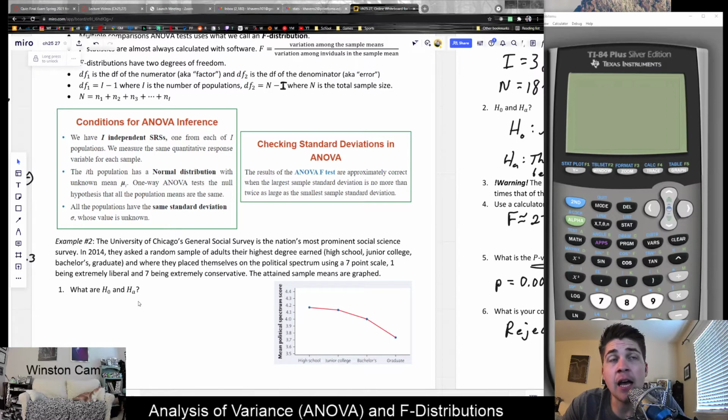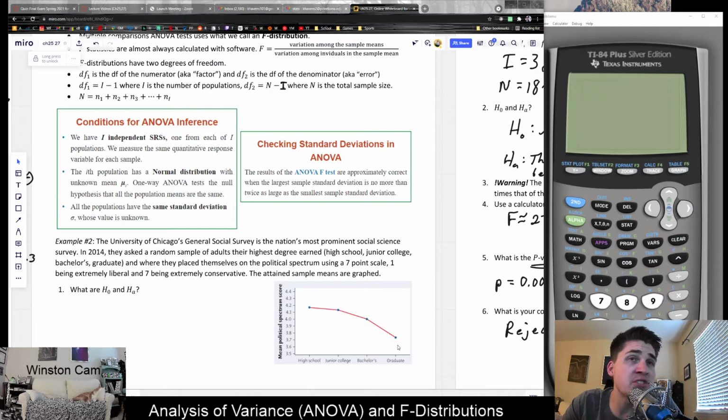alternative hypotheses? But just like last time, and just like always with chi-square distributions and F distributions, the null hypothesis will always be that there is no difference in the population. So here, again, we can see there's a graph of the outcome, and it says it's the mean political spectrum score. For high school, we're getting a value close to 4.2. Junior college or community college is more like 4.1, 4.15. Bachelor's degree is about 4.0 to 4.05. And graduate is more about 3.7 or 3.8.